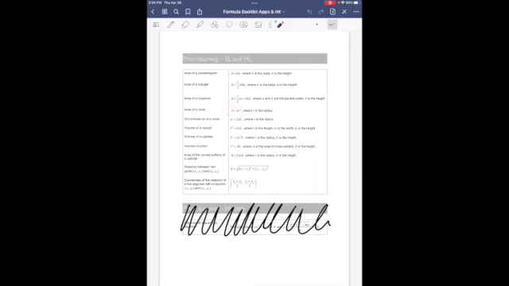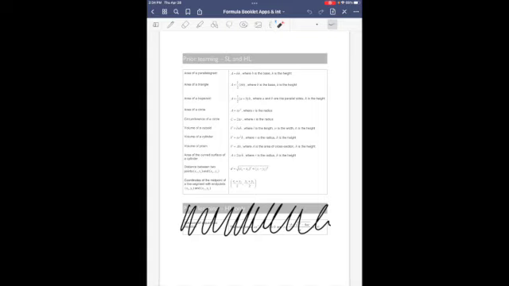I have seen that in class quite frequently, and that is going to be pi r squared. These are formulas you probably have memorized or have at least heard over and over again, so I'm not going to go too in-depth on how to use these. Just know they're here in case you need it.